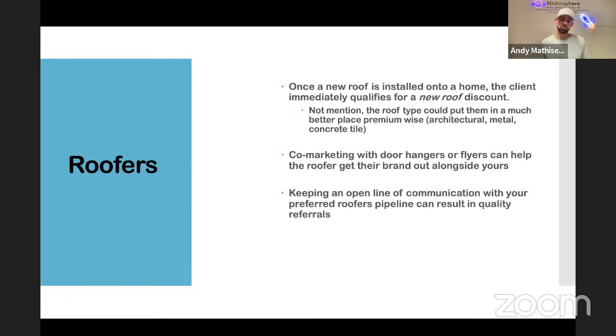With roofers, this was a big one for us at the agency. We worked really closely with roofers because when that new roof is installed, let's go give them the new roof discount, right? So let's go get that as part of their process. Hey, I just threw on your new roof. You should probably be reshopping your insurance. Go talk to my guy. And so if you're paying for or marketing with door hangers or flyers with these roofers, you can get your name out there quicker.